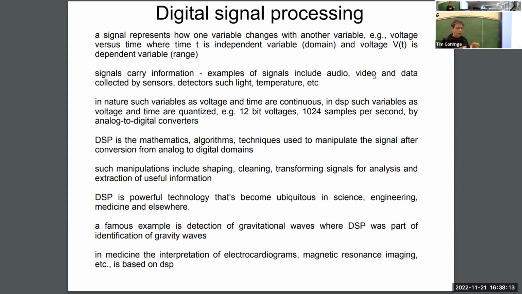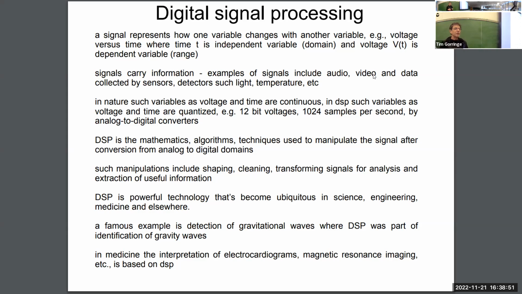The sort of things that we might do are to shape your digital signals, to clean up your digital signals, to filter digital signals, with the idea that by shaping or cleaning or filtering or transforming, we are able to analyze and extract some useful information. We're able to analyze and extract the interesting information. So digital signal processing is basically everywhere.